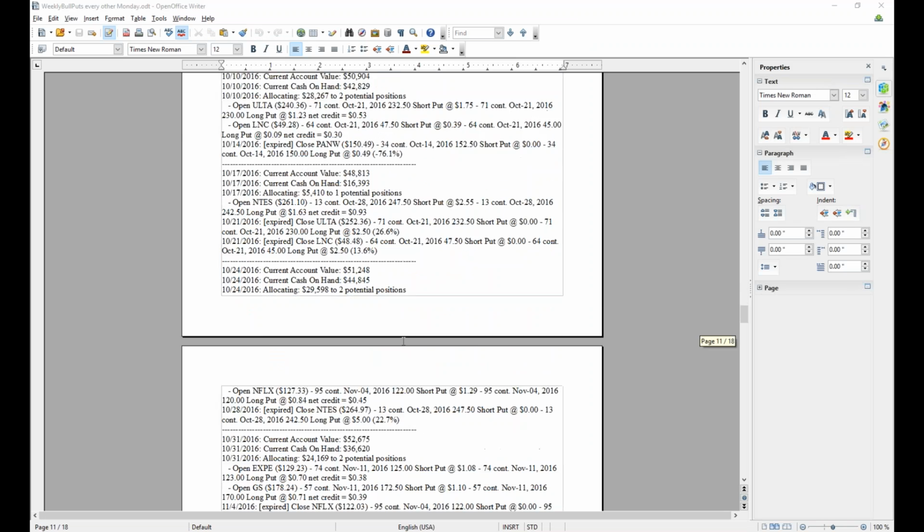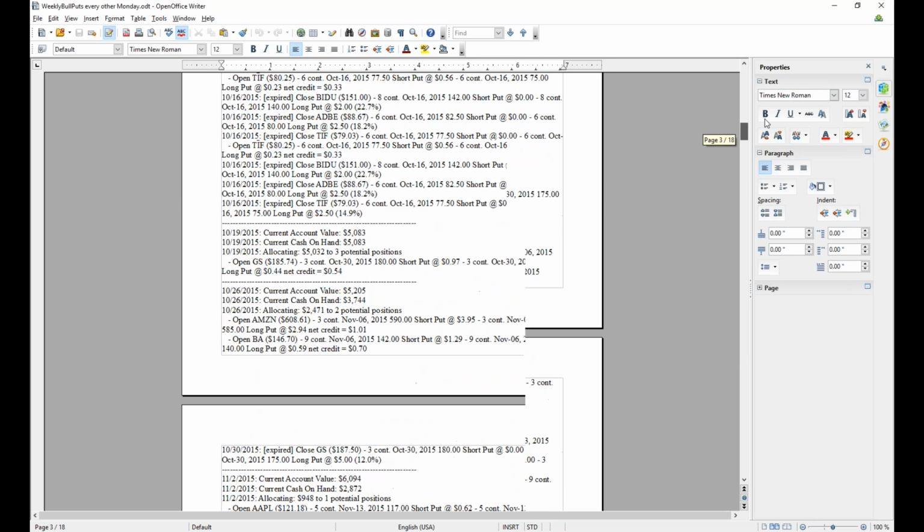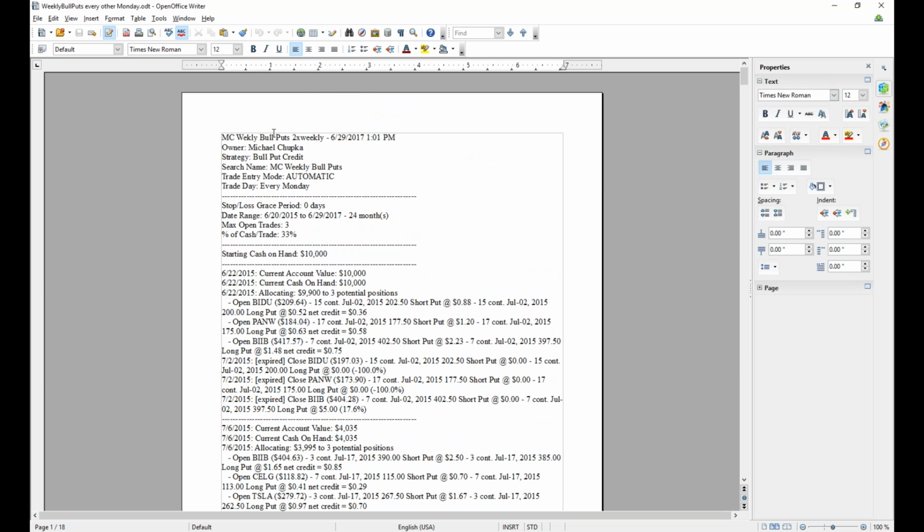I saved all the results. This is what my test results looked like. I know it's hard to understand, but for the bull put test, that I haven't written up yet, I've got the data. I've got something else to show you. Okay, weekly bull puts. This is the weekly bull put spread we talked about last week, default search.